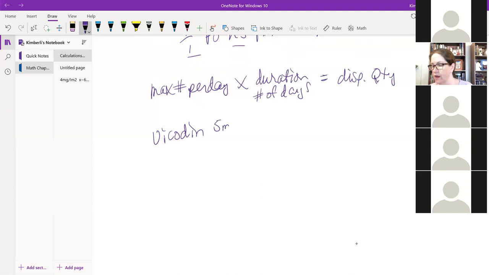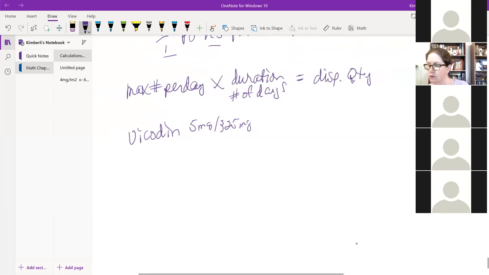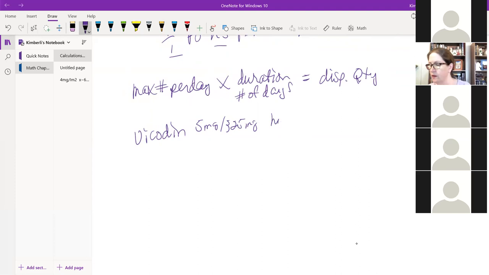And this is 5 milligrams over 325 milligrams because Vicodin is, what is it? The generic name? Hydrocodone. It's the same thing as Norco, by the way. It's the same ingredients. I think they changed the dosage quantities, like how many milligrams. I don't think Vicodin comes in 10 milligrams anymore, but Norco does. But the 5-325, that's both Norco and Vicodin. It's hydrocodone with what? Tylenol.